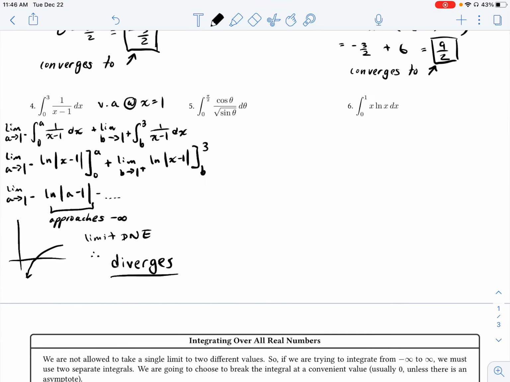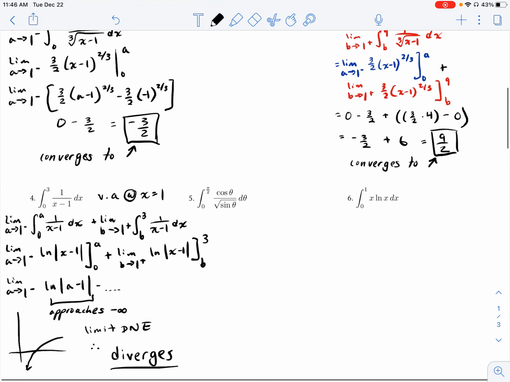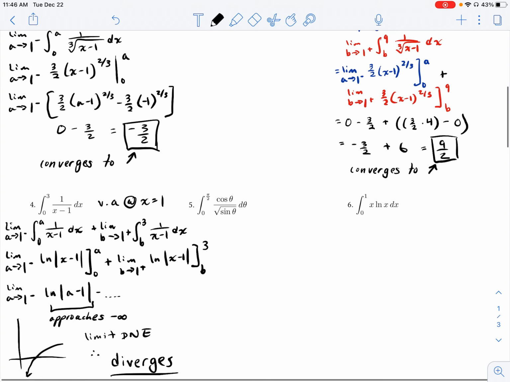So go through some of these practice problems. Hopefully this helps and makes sense. And in our next video, we will go through the last type of improper integral, when we are trying to integrate specifically from negative infinity to positive infinity.